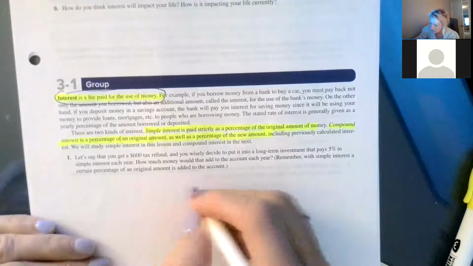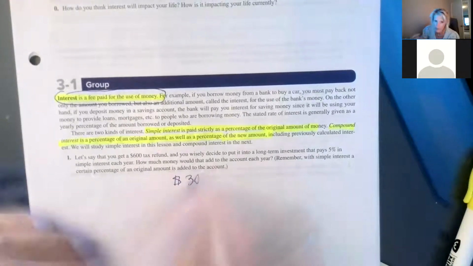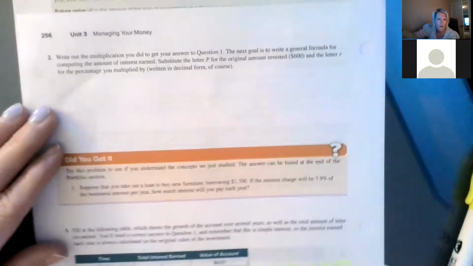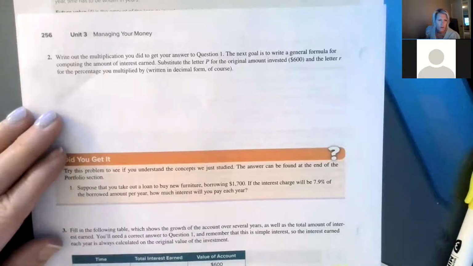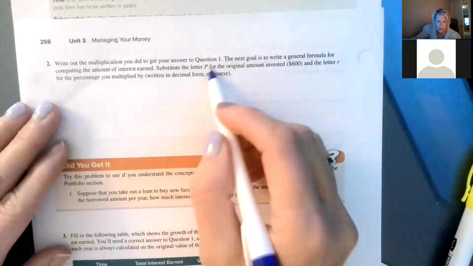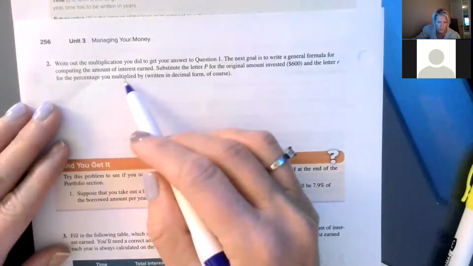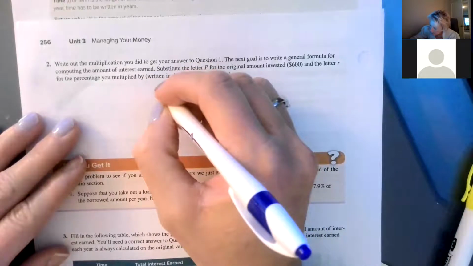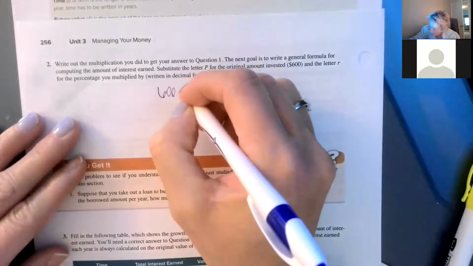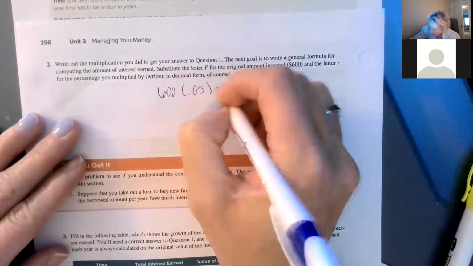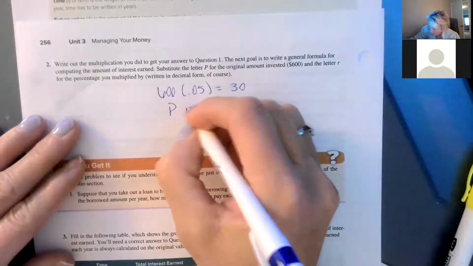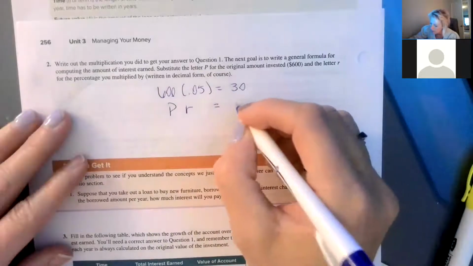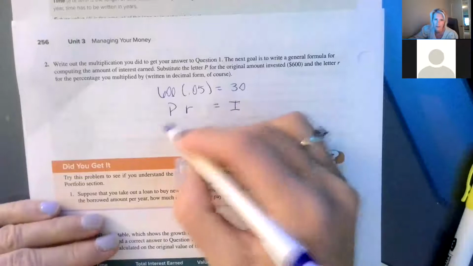$30. $30, okay. Now, you might have written down how you did that, but that's what they're asking us to do on question number two. It says write out the multiplication you did to get your answer in question number one. The next goal is to write a general formula for computing the amount of interest. Substitute the letter P for the original amount invested and the letter R for the percentage you multiplied by. So I found we took 600 and we multiplied by 0.05, and that's how we got the $30. So we're going to call this P and we're going to call this R. They didn't say this, but we're going to call the interest I. So we're going to use these letters, P, R, and I for now.